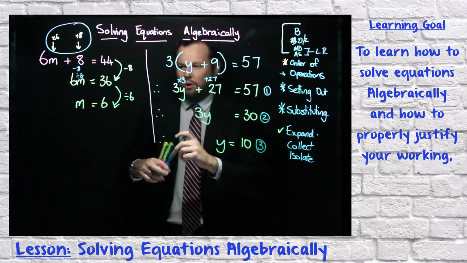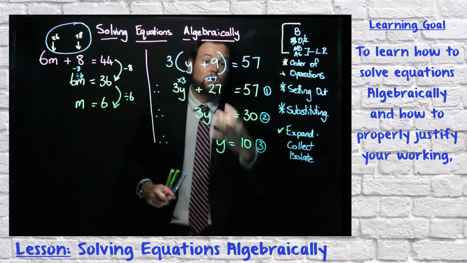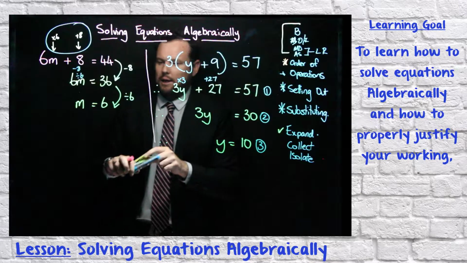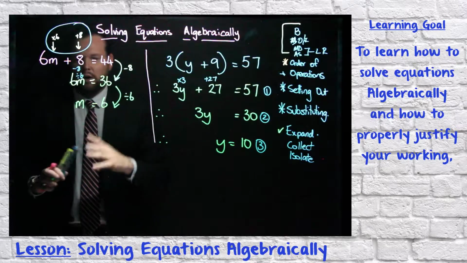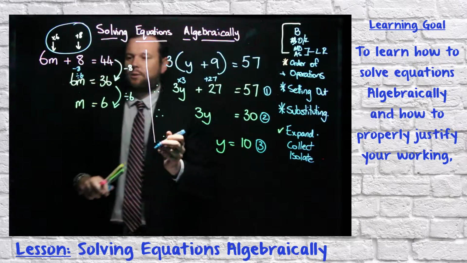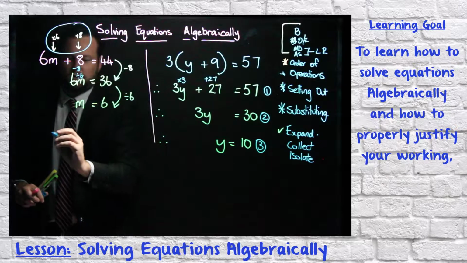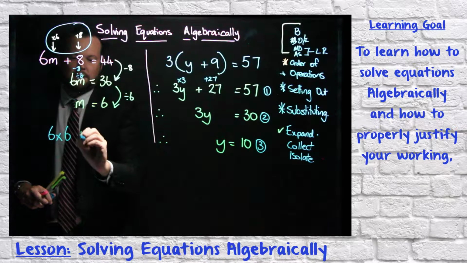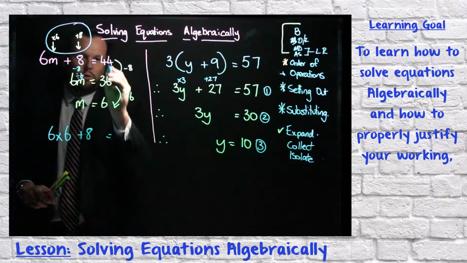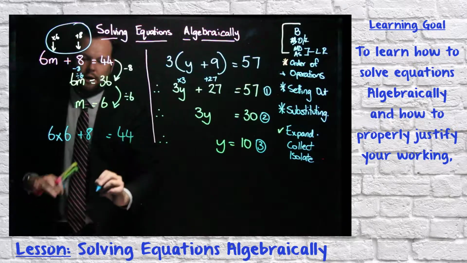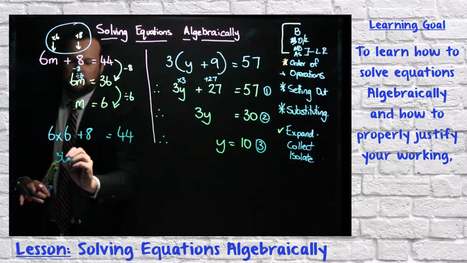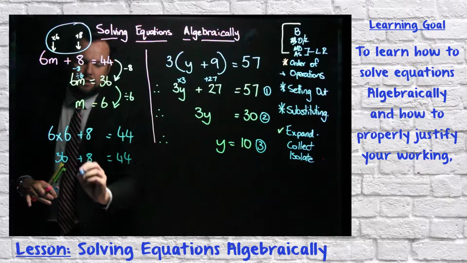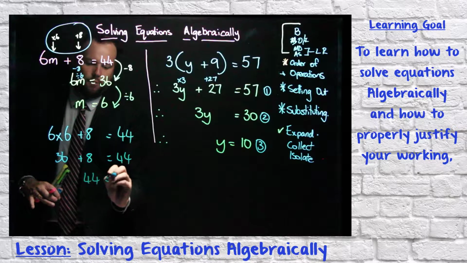Don't forget that you can always substitute. You can substitute to check to see whether or not your answer is correct. So if I come back here to this one, and I want to see whether or not I got this question right, I could substitute my answer in, and I could do 6 times my answer, which was 6, plus 8 equals 44. Okay, 6 sixes are 36, plus 8 equals 44, and 36 plus 8 gives me 44.